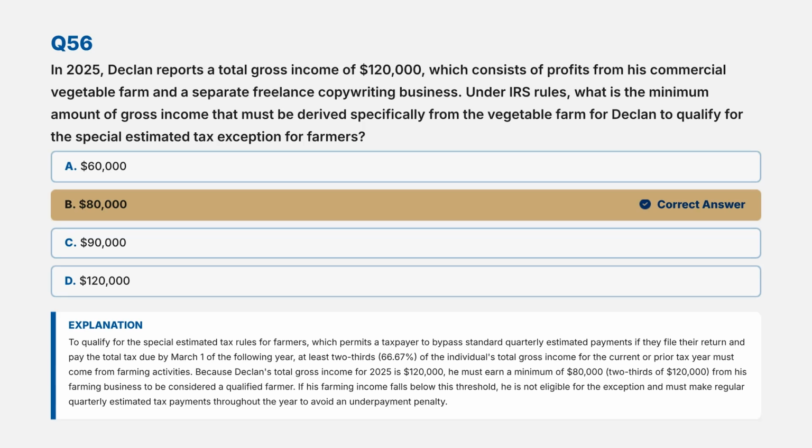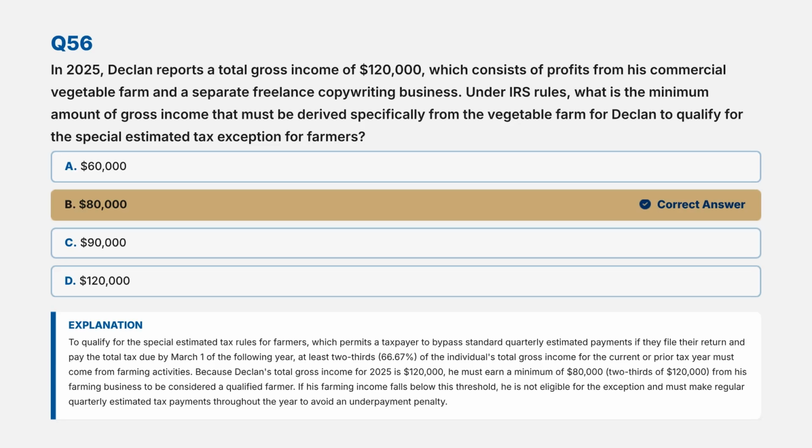Because Declan's total gross income for 2025 is $120,000, he must earn a minimum of $80,000, two-thirds of $120,000, from his farming business to be considered a qualified farmer. If his farming income falls below this threshold, he is not eligible for the exception and must make regular quarterly estimated tax payments throughout the year to avoid an underpayment penalty.